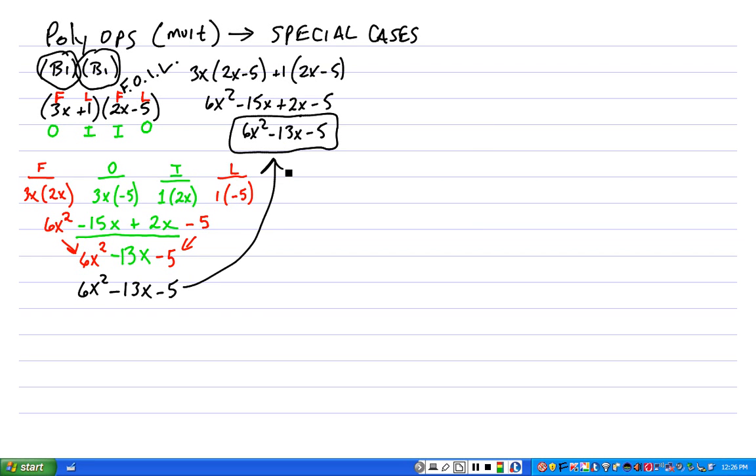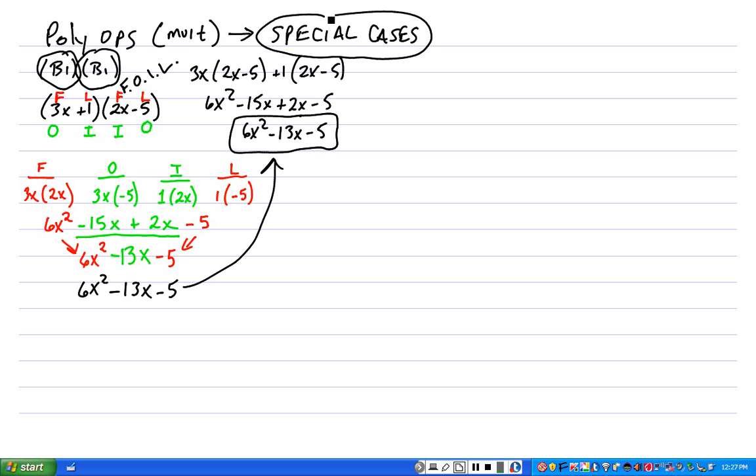So FOIL is nice and easy to do if you have two binomials, but really if you understand the horizontal multiplication method, which we just went over with the last set of problems, then you can deal with these whether or not you are able to remember all of these little special cases that we're about to cover in the next few minutes.